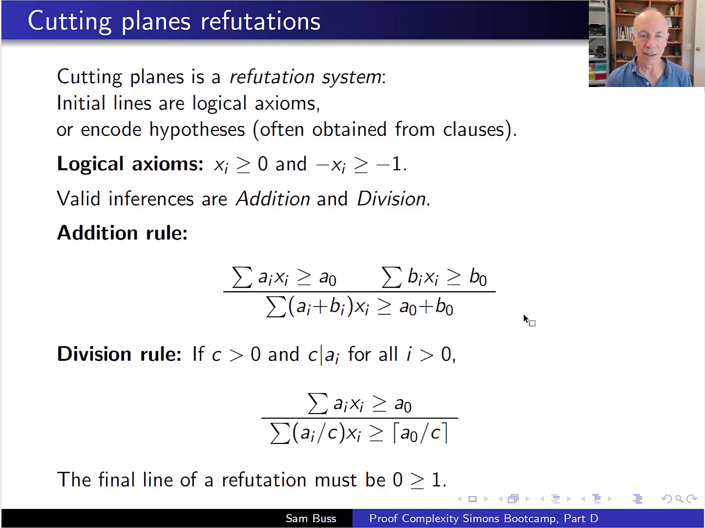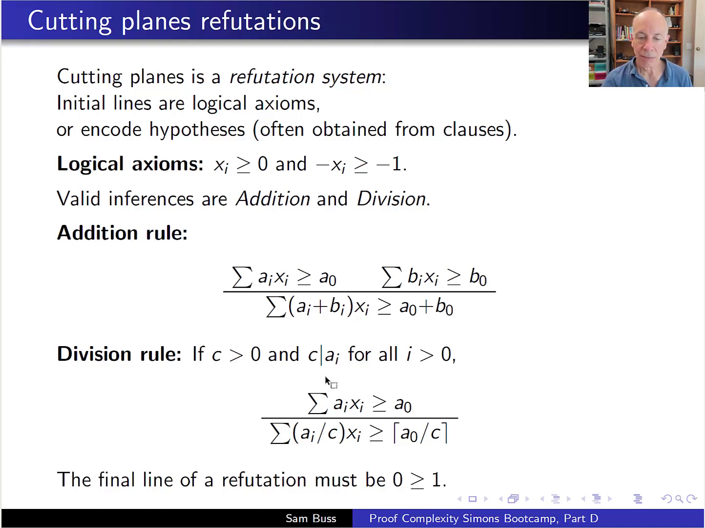Additional inferences are the addition rule and the division rule. The addition rule takes as hypotheses two linear inequalities and just directly sums them up together. So clearly the conclusion follows from the hypotheses. The division rule is as follows. We take an integer c greater than 0, and we assume that c is a divisor of a1 through an. So it's a divisor of the coefficients on the left-hand side of the inequality.